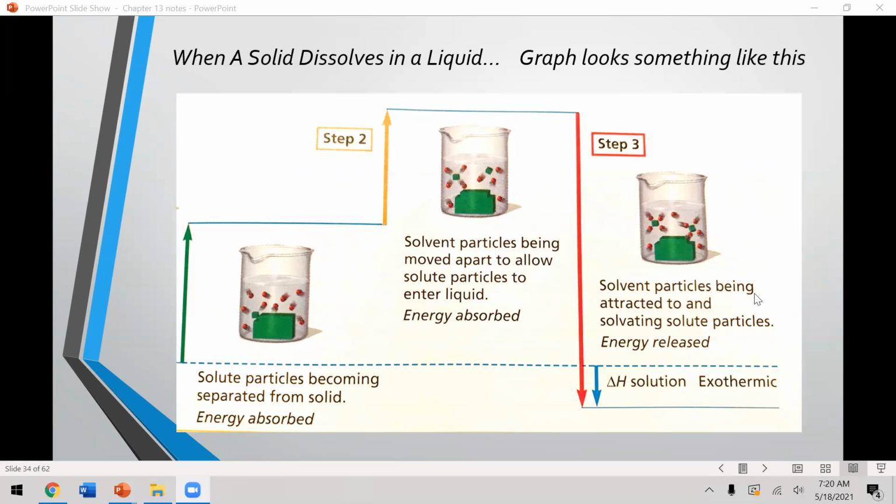And then step 3, in this case, a solvent is being attracted to the solute, and you have that solvation, the sphere of solvation or sphere of hydration forming. In this case, we have energy being released, so a down arrow. So basically, you find the heat of solution as the difference between this line and this line. So what's the up versus the down? In this case, we know it's exothermic.